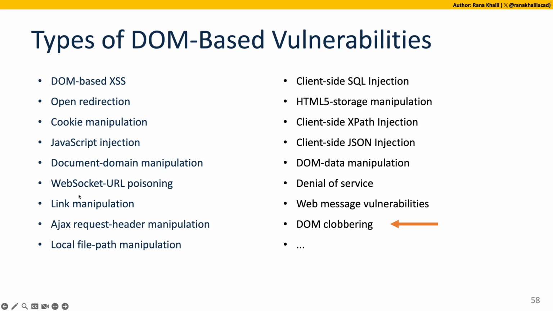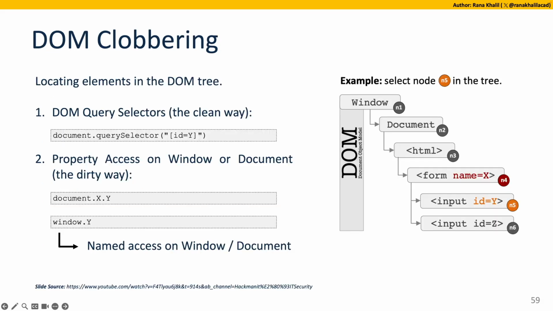Last but not least, we have DOM clobbering. We're going to spend quite a bit of time on this specific vulnerability type because, one, it is usually overlooked in pen tests, and two, statistics from the studies that have been done show that many of the applications in the wild are vulnerable to DOM clobbering. So it's really important to understand how this vulnerability works and how to find it in an application and exploit it. But before we define it, let's revisit how elements are accessed in the DOM tree.